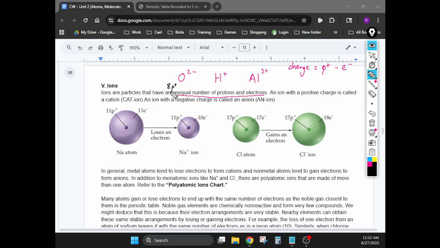Okay, so oxygen should have 8 protons, right? The number on top of the box is 8. Now, if the charge is -2, how many electrons does it have? 10, great. It's just 2 more electrons than protons.